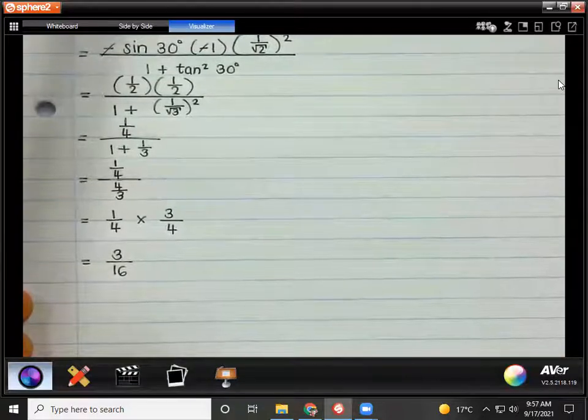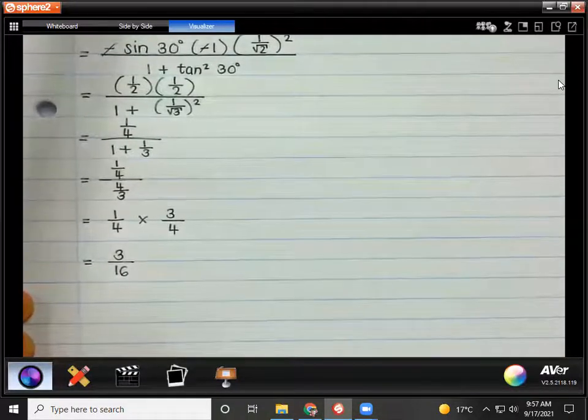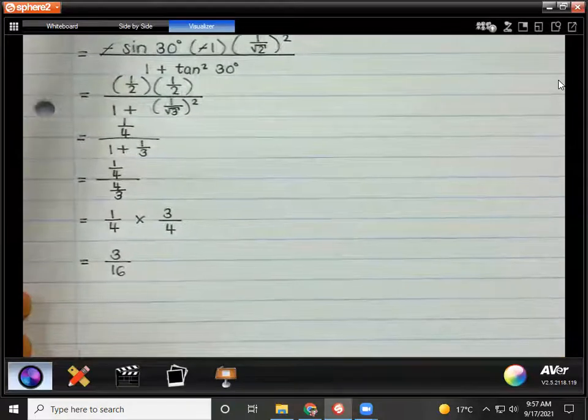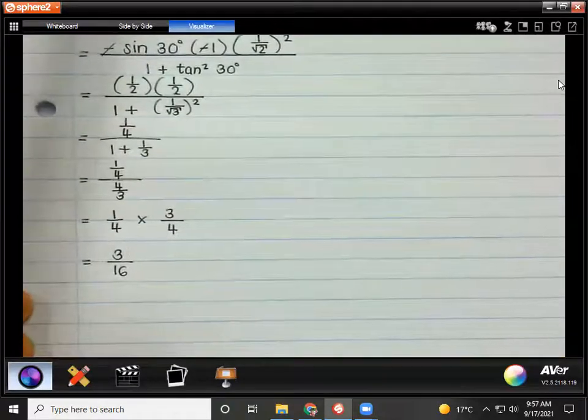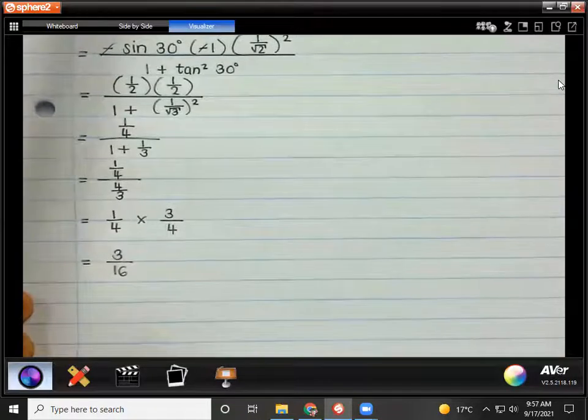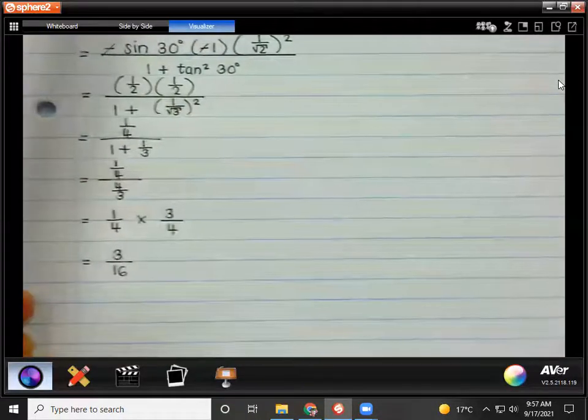How are you feeling about these questions, guys? They're not too bad. You just need to follow the steps. Remember your quadrants, remember your triangles, and then show some working.